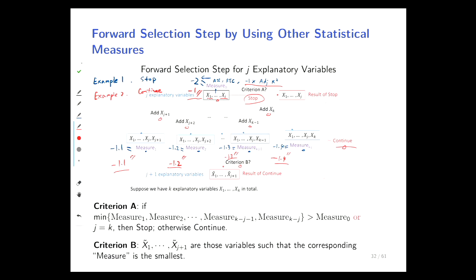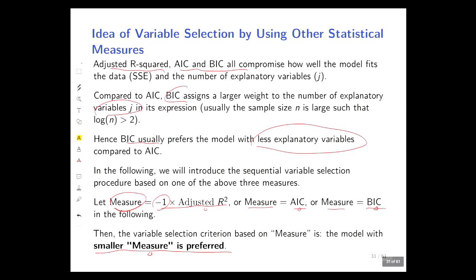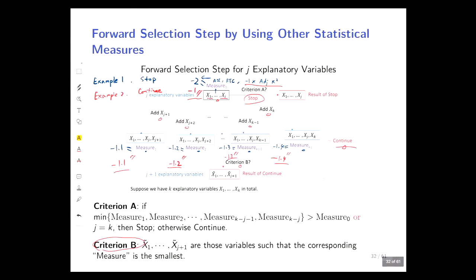But a natural question here is which variable we should add. That's exactly criterion B. Still remember the standard: we always prefer the smaller measure. In this case, the smallest one here is -1.4. So the variable selection result is that we select the variables x1 to xj, and also add this variable xk, because the corresponding measure, or the corresponding AIC or BIC, is the smallest among all the situations of adding one variable. So that's criterion B.